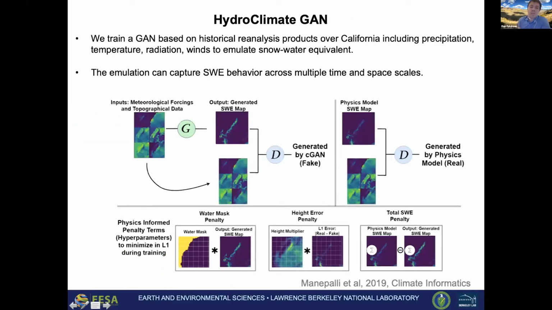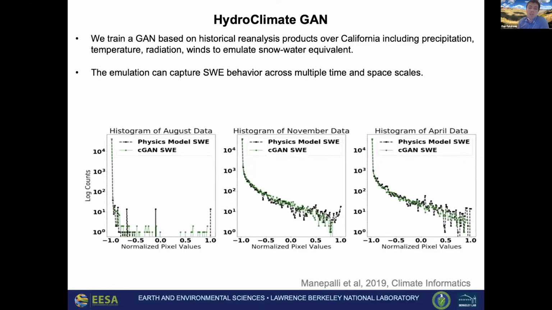We've put something together for snow water equivalent based on precipitation for California. We used a number of predictor variables: temperature, precipitation, radiation, winds, and we were able to train this GAN model to emulate snow water equivalent behavior across multiple time and space scales, including a number of zero values of snow water equivalent across this domain.